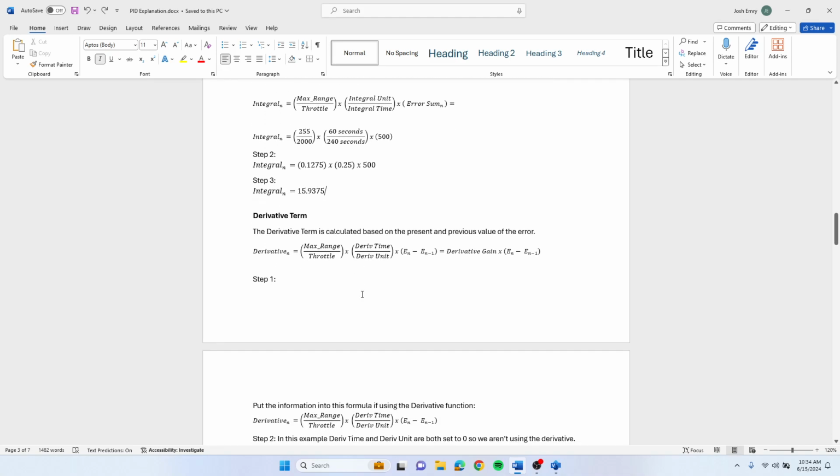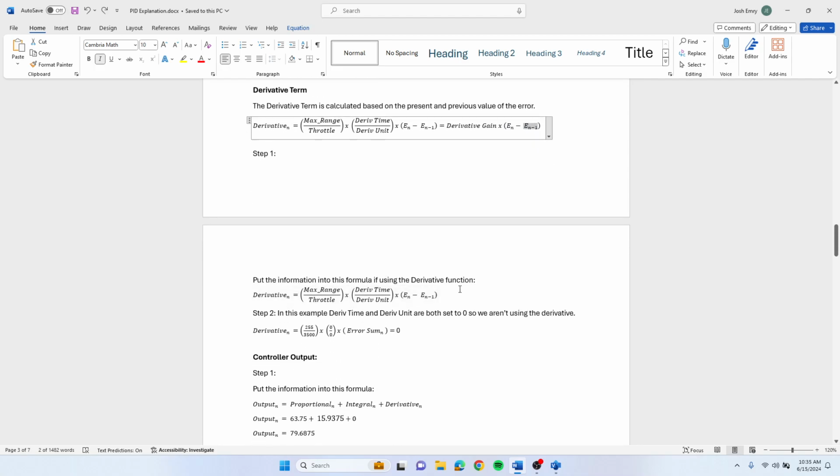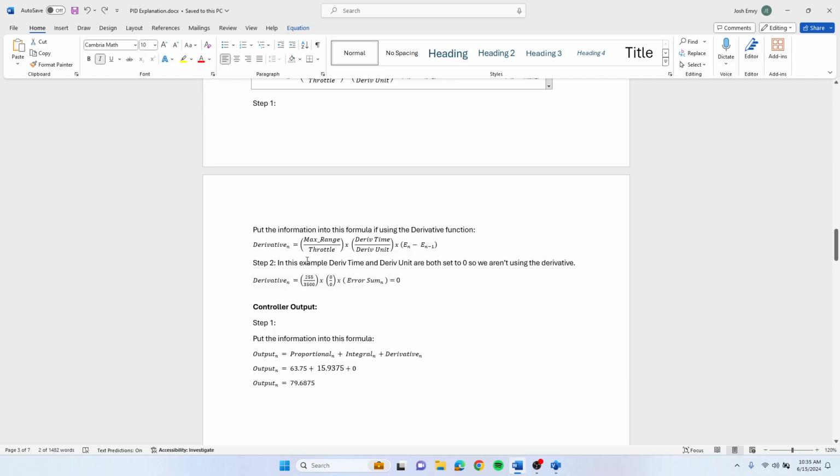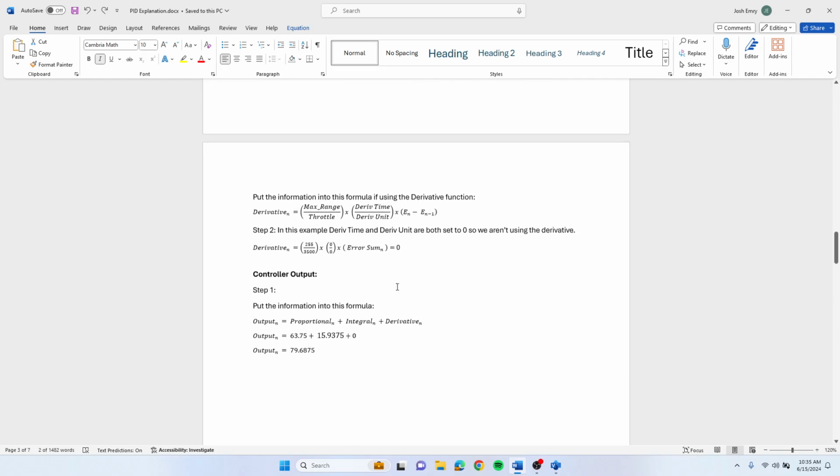The derivative term, if you were using it, again, would be this proportional gain times this derivative divided by derivative unit. That would end up being derivative gain times your current error minus your previous error. So it ends up being derivative gain. Once you have that calculated out, every time you do this calculation, your derivative gain will stay the same. But your current error minus your previous will not, obviously. You plug all that stuff in, and you can just go down through the formula and calculate it out. Again, we're not using that part.